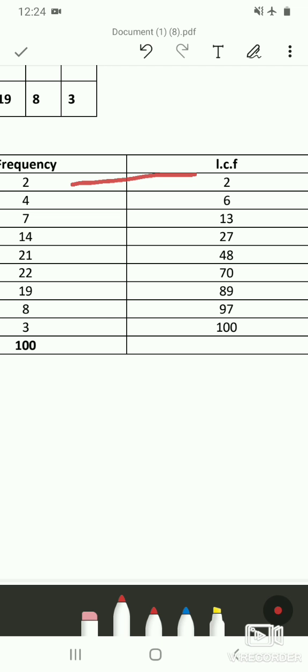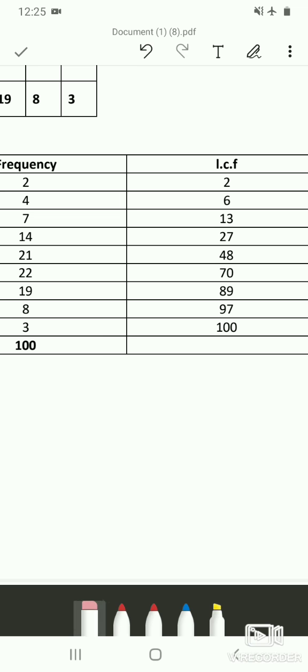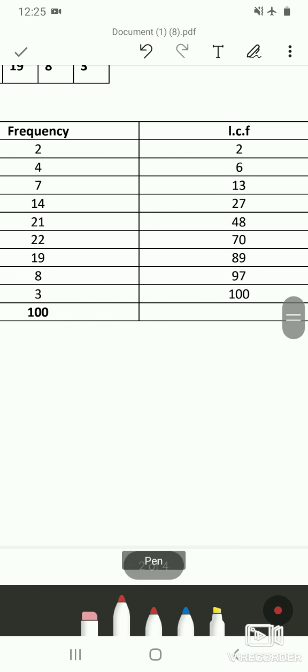The frequency of the first is written as it is, and then 2 plus 4 is 6, 6 plus 7 is 13, and you keep adding the succeeding frequency to the obtained LCF. The total number of frequencies will be equal to the last value of the LCF. So here capital N is 100. This is your capital N.